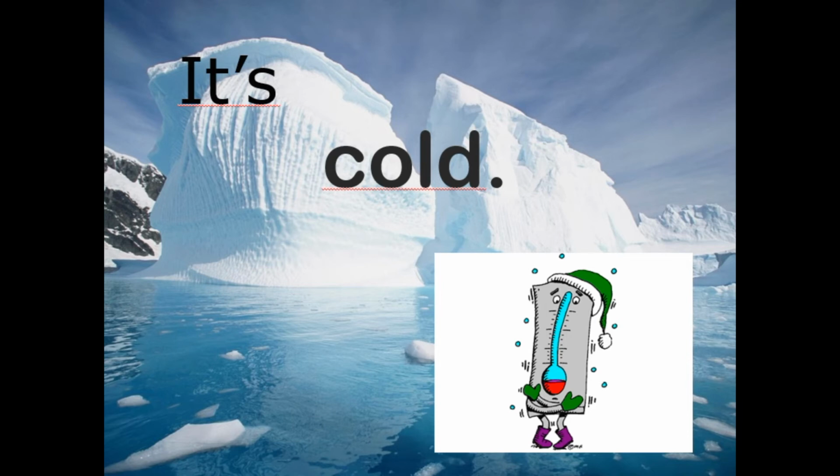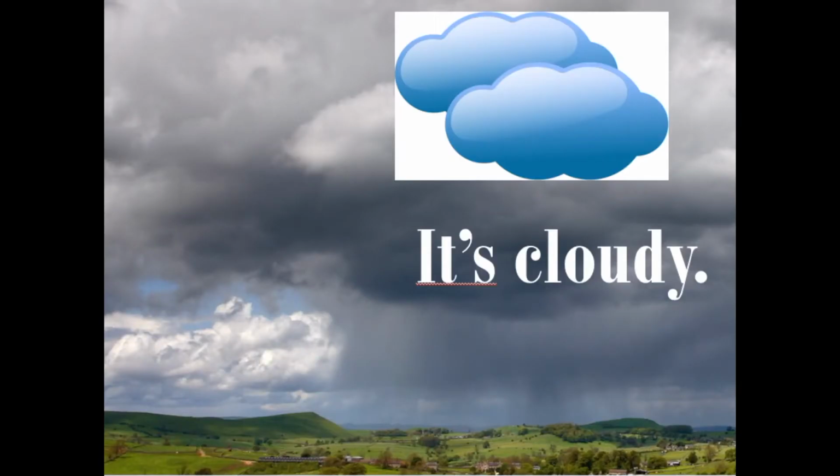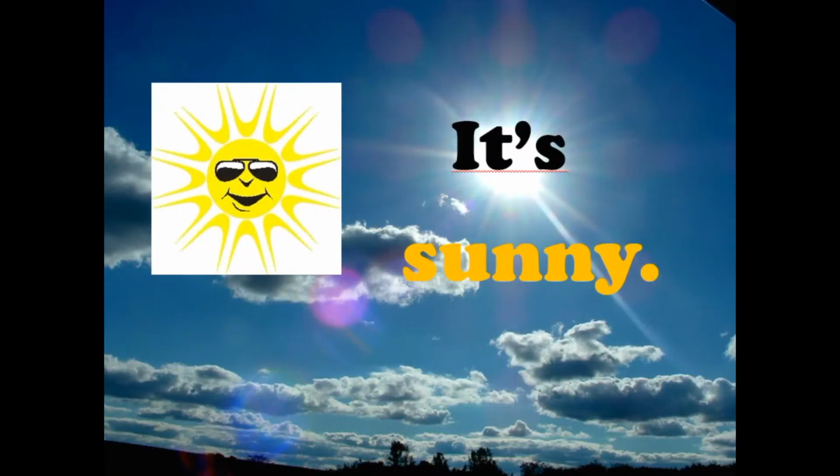Pay attention to this one. It's windy. What about here? Can you see the cloud in the sky? The sky is totally dark. So it is cloudy. Alright? Cloud, it is the noun. Cloudy is the adjective, right? And here, what is it?